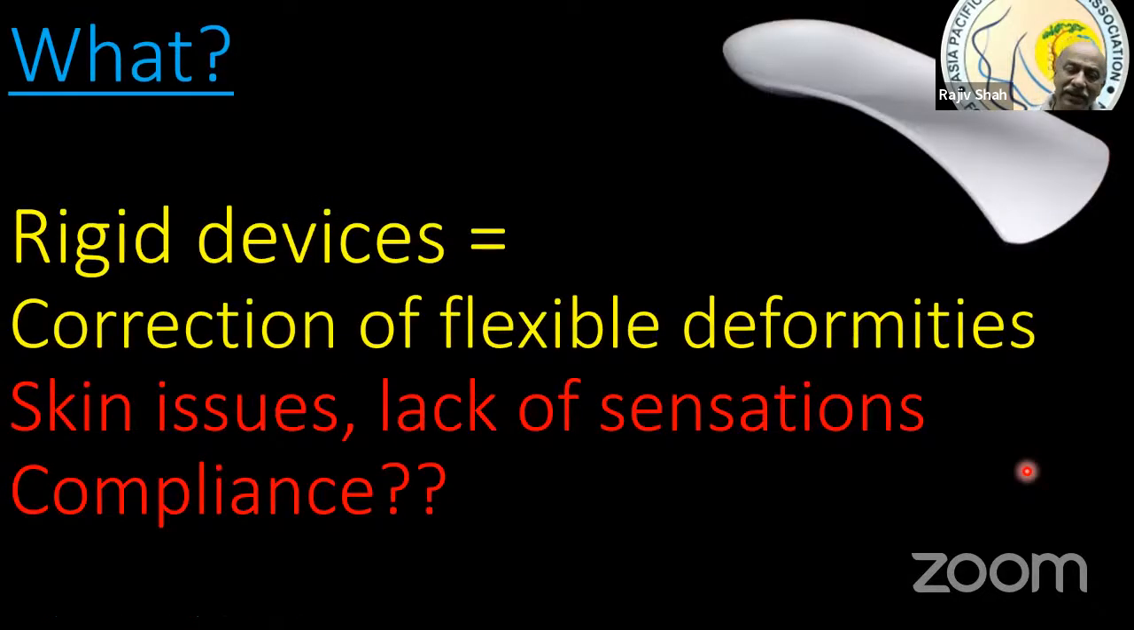And then rigid devices are for correction of flexible deformity. But mind you, rigid devices are made of a very rigid material. There could be issues with the skin, like corns, calluses, and ulcers. And when the patient has a lack of sensation, you have to be very, very watchful using rigid devices. Compliance could also be a problem.